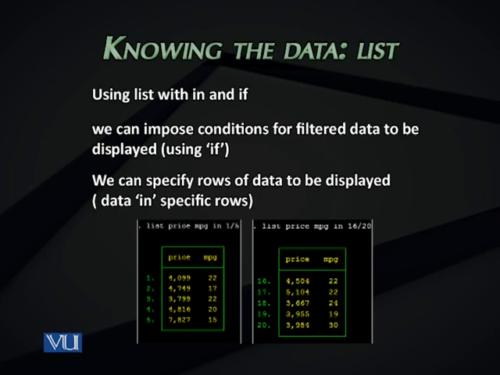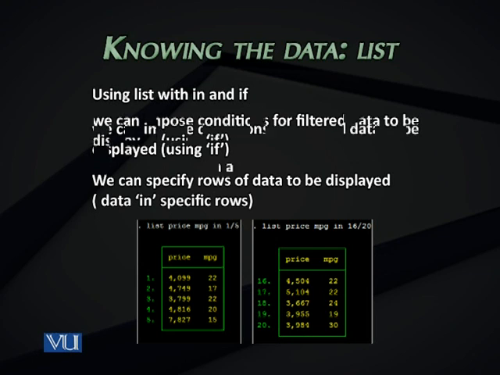So in the second example, you are seeing list price MPG in 16/20. This will only display row number 16 to 20 according to the sorting you have done in Stata. If you haven't sorted, then you must have noticed that the data was sorted by the variable foreign. So look at the if condition. List price MPG if price is less than 4,000. So you have a display from 3 to 68 in several rows, like 3, 14th row, 18th row, 19th row, and in all of them the price is below 4,000. These are the only cases that are available for prices below 4,000.